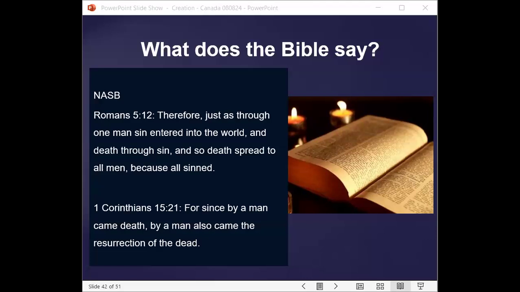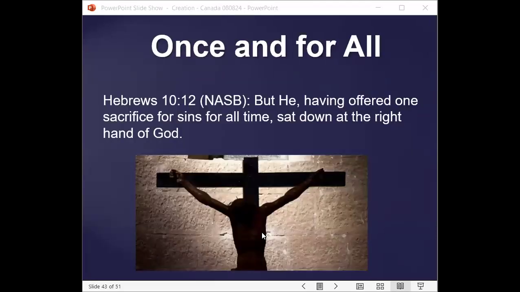So what does the scripture say? Sin entered the world through one man, highlighting that Adam's sin had repercussions for all of humanity, leading to the universal experience of sin and death. It's very clear. Now, let's read one more.